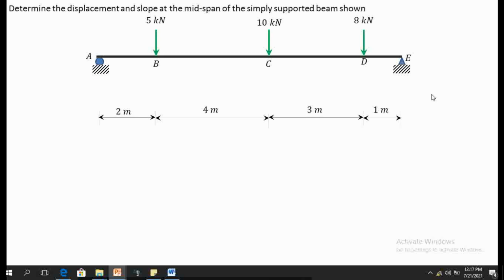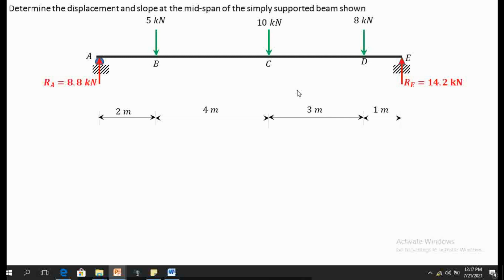Okay? Let's have an example. Ito yung nasa notes ninyo. Determine the displacement and the slope at the midspan of the simply supported beam shown. So, this is a simply supported beam. Ang pinakaunang gagawin ninyo is to determine the reactions at each support. So, I've already computed it. The reaction at point A is equal to 8.8. The reaction at point E is 14.2.